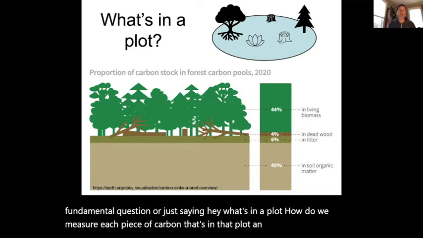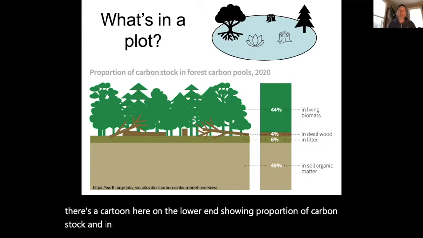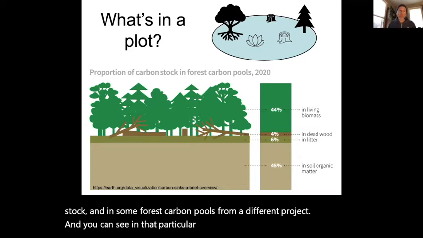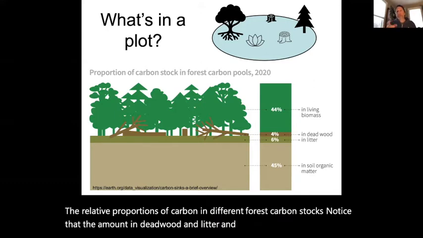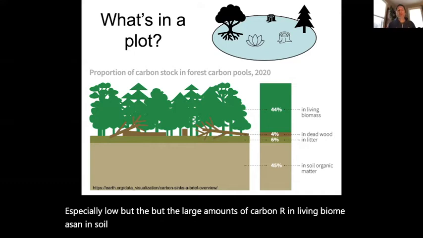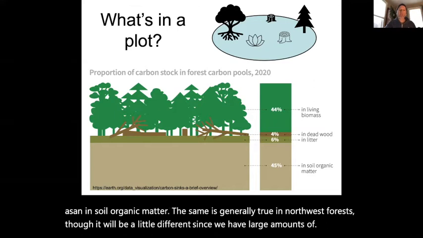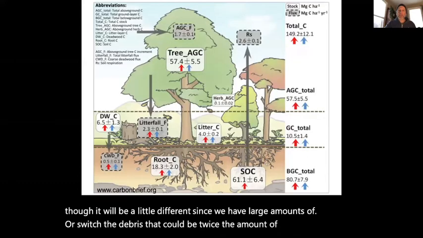So there's a cartoon here on the lower end showing proportion of carbon stock in some forest carbon pools from a different project. And you can see in that particular project, the relative proportions of carbon in different forest carbon stocks. Notice that the amount in dead wood and litter in that project was especially low, but the large amounts of carbon are in living biomass and in soil organic matter. The same is generally true in Northwest forests, though it'll be a little different since we have large amounts of coarse woody debris that could be twice the amount of carbon that is represented by this cartoon.